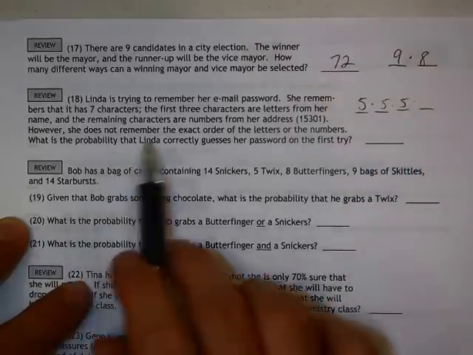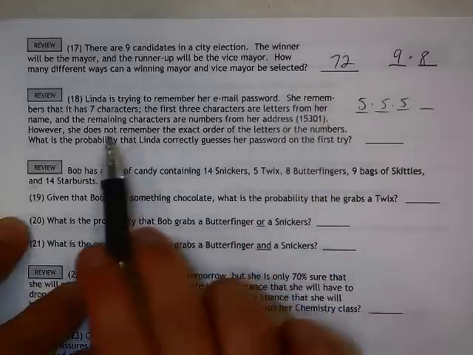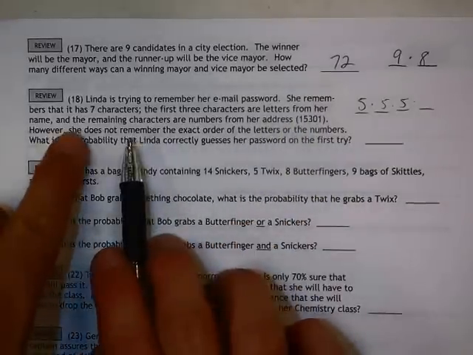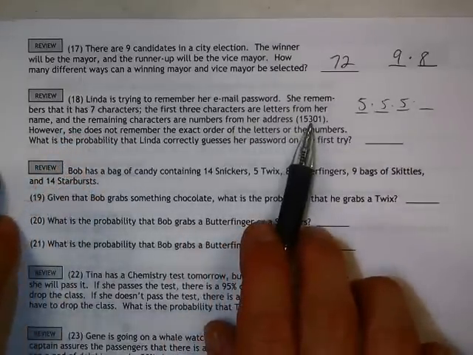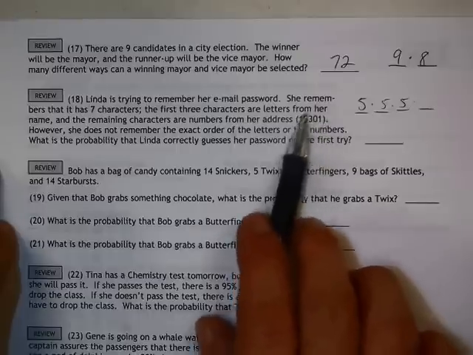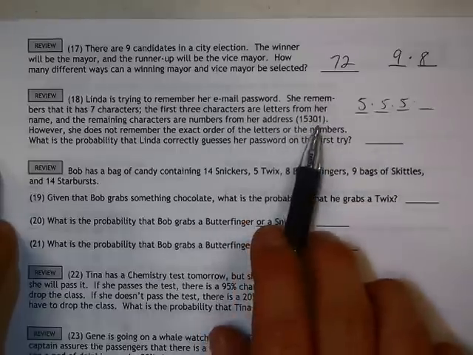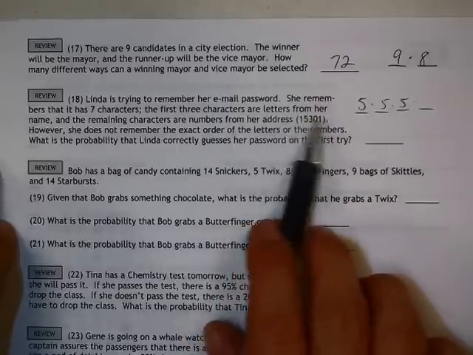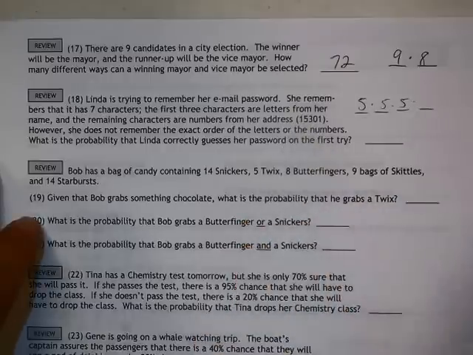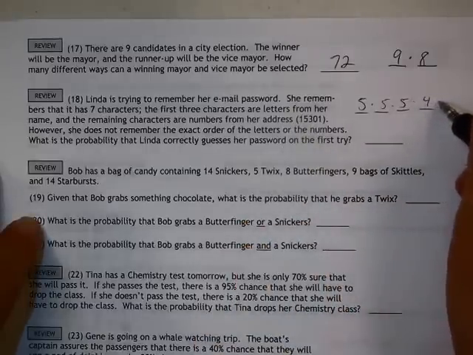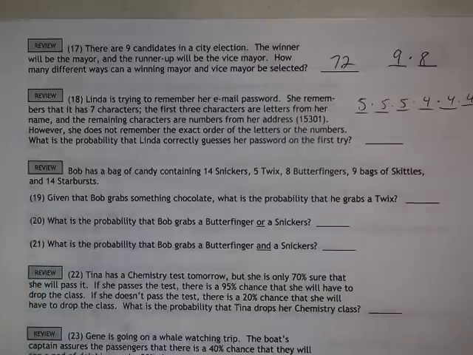Now the next 4, this is where it gets confusing. It says the next 4 will be from this number 15301. And we would think there are 5 numbers in there, so I'm just going to have 5 to choose from. Well, we don't. The 1 repeats, so we really only have 4 numbers to choose from. 4 times 4 times 4 times 4.